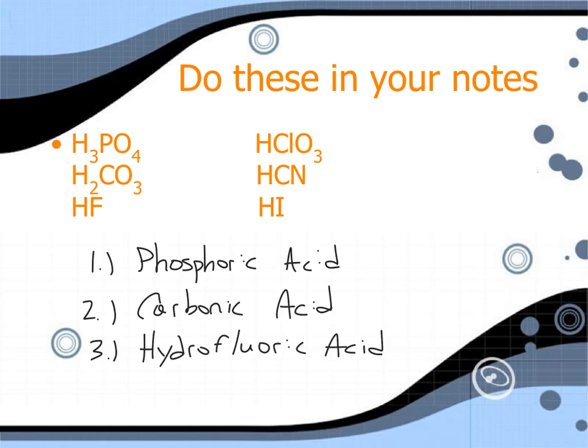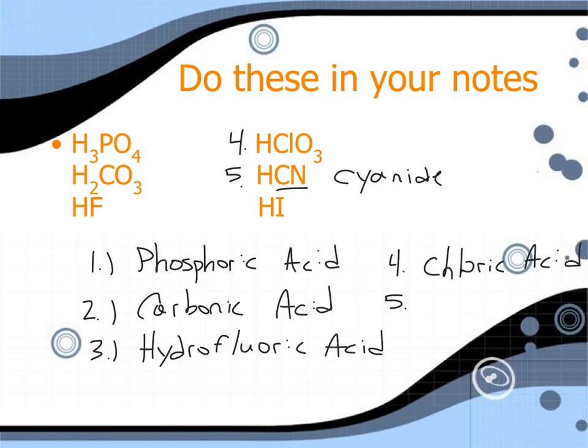Hydrofluoric acid. Number 4, which is what I'll write over here, is hydrogen chlorate. ATE ending, no hydro. The answer here is chloric acid. This next one is pretty tough. In fact, CN is not one of your 8 common polyatomic ions, but it is a polyatomic ion. That is indeed cyanide. Cyanide ends in IDE, so you go with typical naming rules for naming this acid.